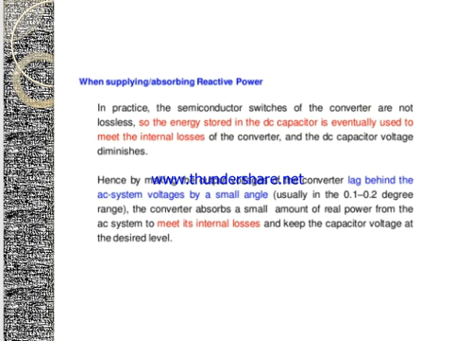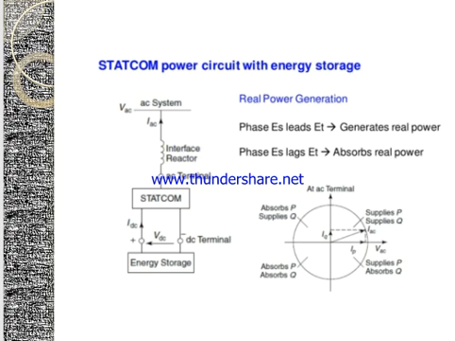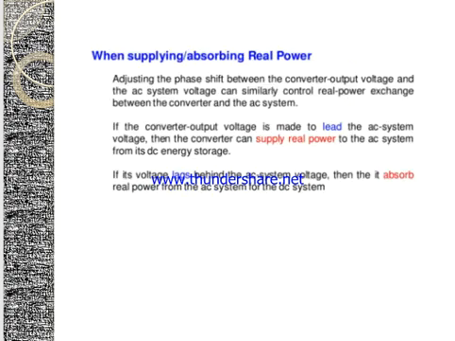Hence, by making the output voltages of the converter lag behind the AC system voltages by a small angle, the converter will absorb a small amount of real power from the AC system to meet its internal losses. So we can see that when the phase of ES leads ET, it generates real power, and if ES lags ET, it absorbs the real power. This is the case when supplying or absorbing real power.